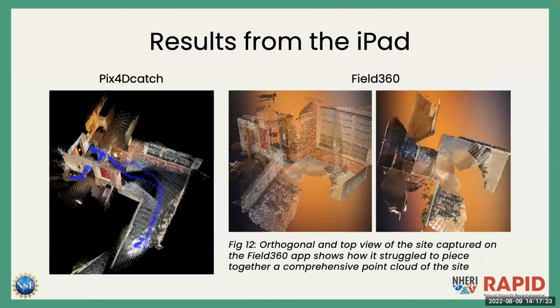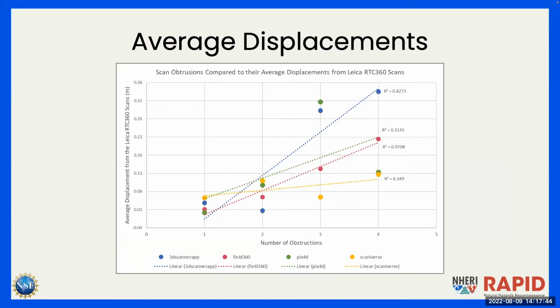Okay, sweet. So now you can see some more data from Pix4D Catch and Field 360. Field 360 is obviously the worst, I would say, in terms of presentation of data. It does not look great. It's not very user-friendly. In Pix4D Catch, you can see the line I walked with the iPad, just taking those scans. So now to talk about some average displacements.